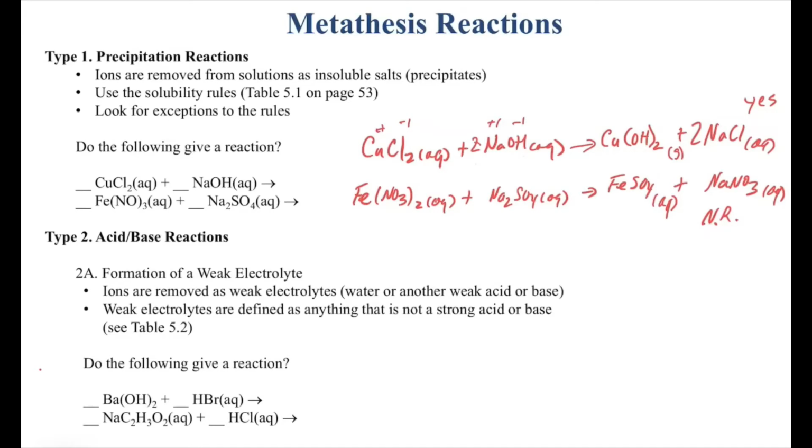Let's take a look at the weak electrolytes. Okay, so the barium hydroxide, aqueous, plus the hydrobromic acid, aqueous. Okay, so we're going to exchange partners. Now in this case, what we have is an OH minus and an H plus. That's going to give us the weak electrolyte H2O. And we're going to put liquid there for that phase because H2O is not a strong electrolyte, so it gets the little L for liquid.